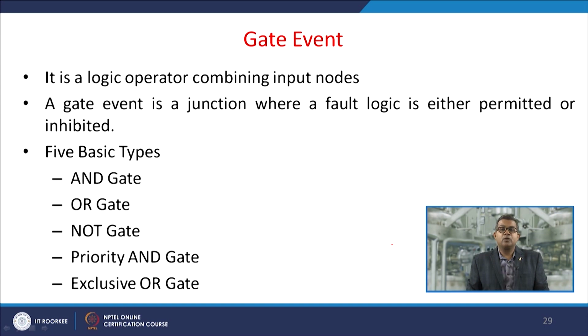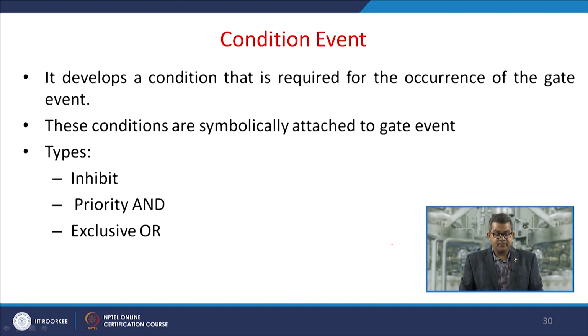Now, let us have a look at the gate event. This is the logic operator combining the input nodes. So, a gate event is a junction where a fault logic is either permitted or inhibited. So, there are only two options. Now, there are 5 basic types of gate events: AND gate, OR gate, NOT gate, priority AND gate, and exclusive OR gate.